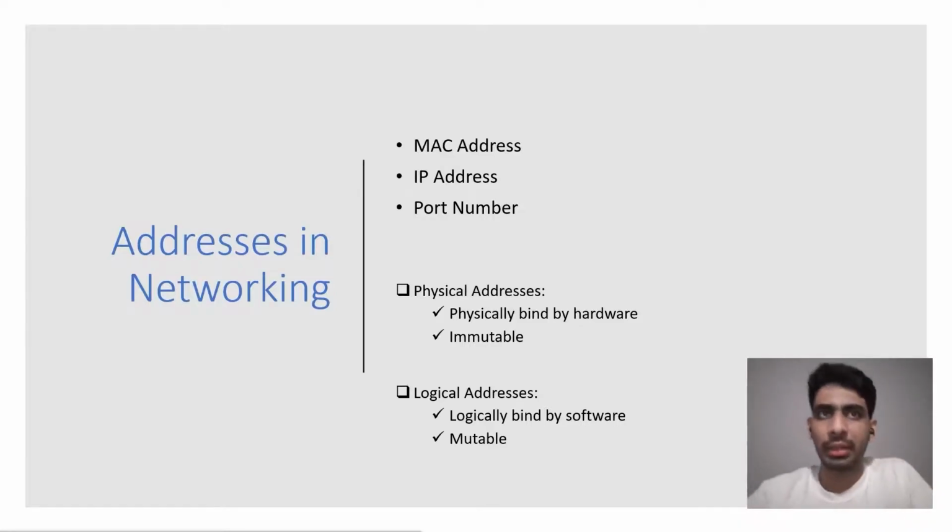Basically, we can divide these types of addresses into two types: physical addresses and logical addresses. Physical addresses are bound to the hardware, in a physical manner. Let's take the MAC address. It's a physical address, so it is hard coded to the hardware, such as a network interface card. Maybe it could be a Wi-Fi adapter or an Ethernet card, but it is physically bound to the hardware using firmware.